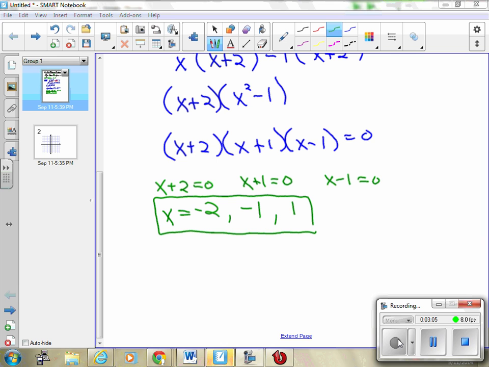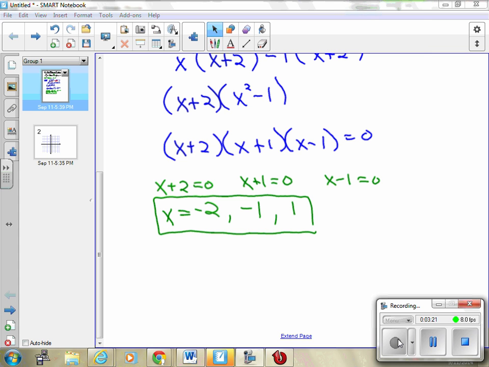These are multiplicity 1. It's not coming from x minus 1 squared or x plus 1 squared or x plus 2 squared. These are multiplicity 1. So we are going to expect the graph to actually pass through the x-intercept at those places.